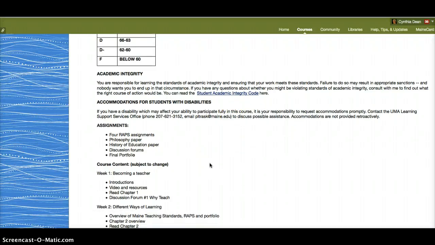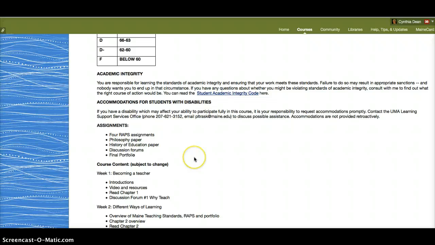Here are the assignments that you will be doing. 4 RAPS assignments. These are portfolio assignments, and we'll talk about those later. A philosophy paper, a history of education paper. These are short papers. Discussion forums, and your final portfolio, which will be an e-portfolio, and more on that later.